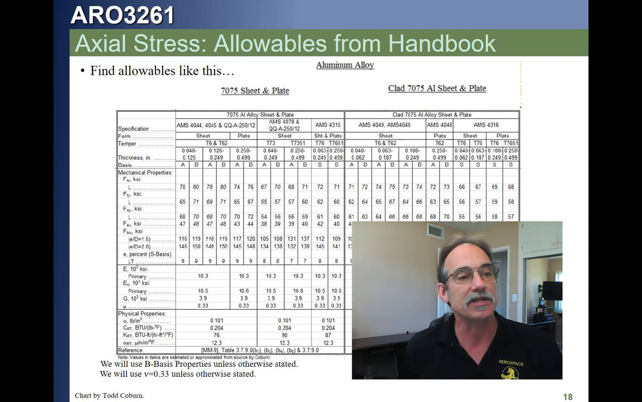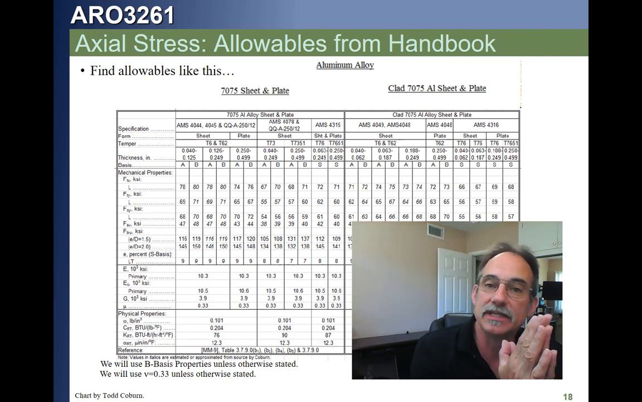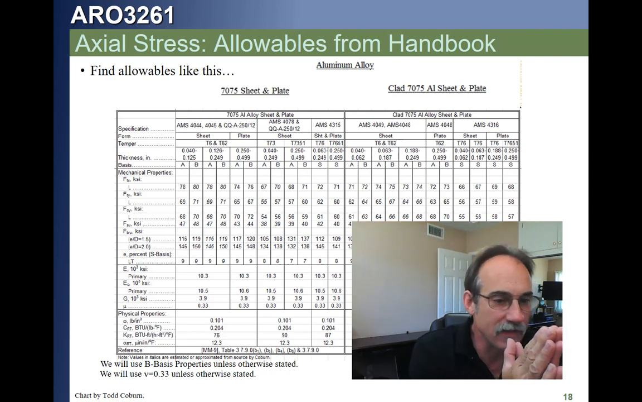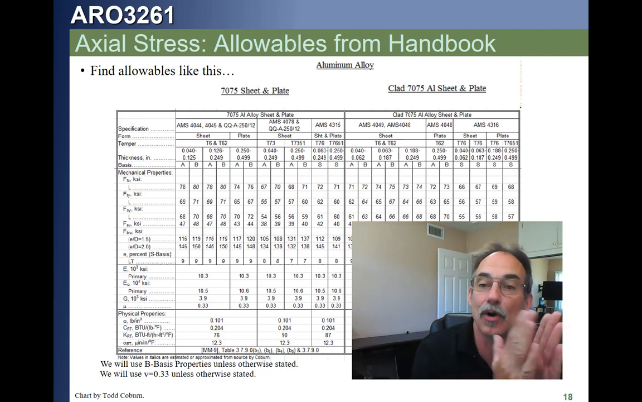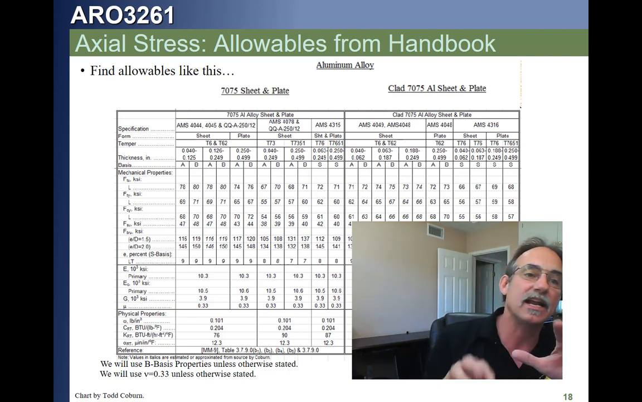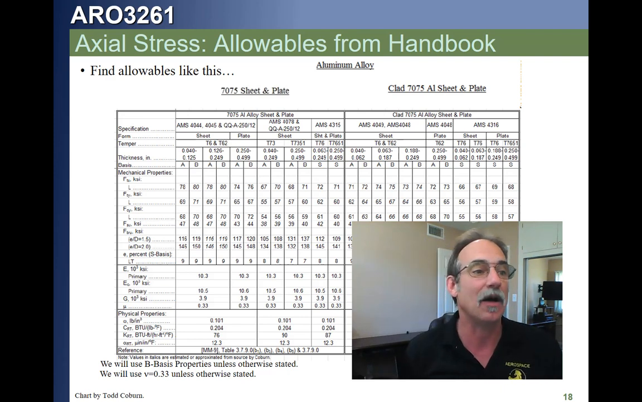You'll notice this table is like two tables. Actually, the new version of the handbook has these two tables split. But we have one for sheet and plate and one for when it's clad. So what we'll do sometimes is, because corrosion is so detrimental to metals, a lot of times what they will do is take one material that's strong and they'll put a little tiny thickness of some other material that has better corrosion resistant properties on the outside. That's called clad. Okay, we're not going to go deep into that, but you need to recognize, is your part clad or not clad, and find the allowables appropriately.